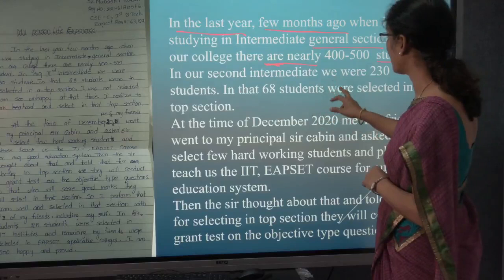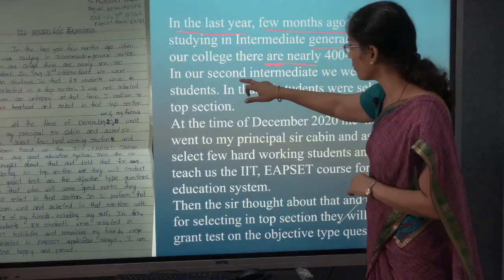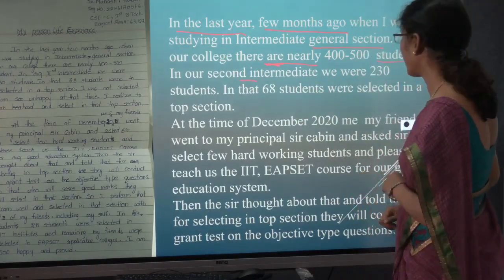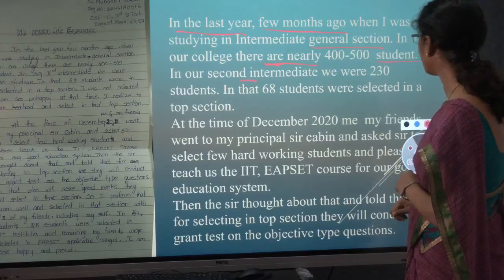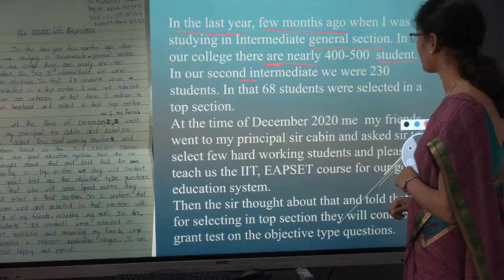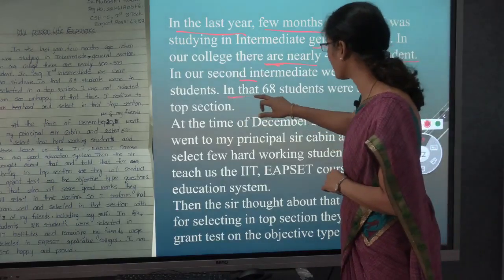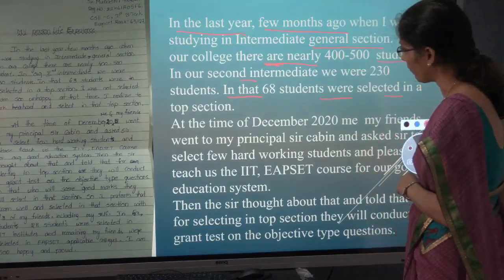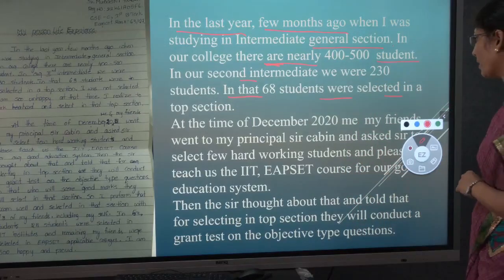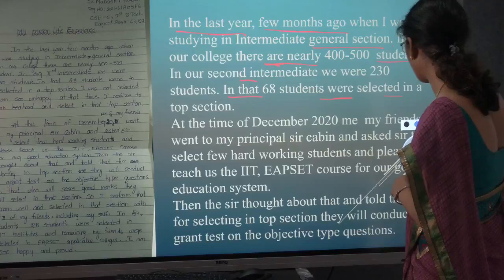In our second intermediate, so what is missing? You know that. We were 230 students. In that, 68 students were selected in a top section. See the sentence structure. Is it clear for you? No. It needs some refinement. Okay. Next, let us take the next line also.